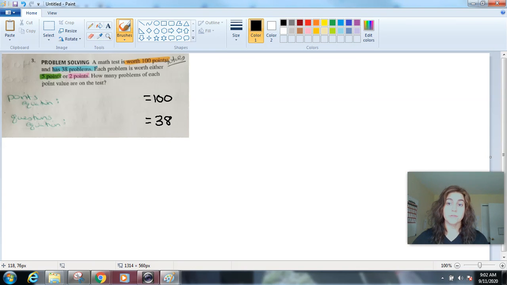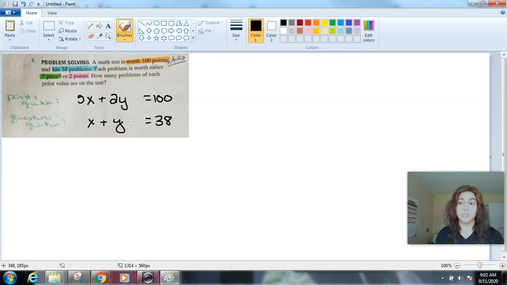Points, 5 points, 2 points. Those are 2 different things. So I'm going to use my 2 variables. I'm going to use x and y. I have 5 points plus 2 points times however many questions each of them have has to equal my 100 total points. Now, the x and the y represent how many questions are associated with each point value. So I have x amount of questions plus y amount of questions has to equal the total amount of questions, is my 38.